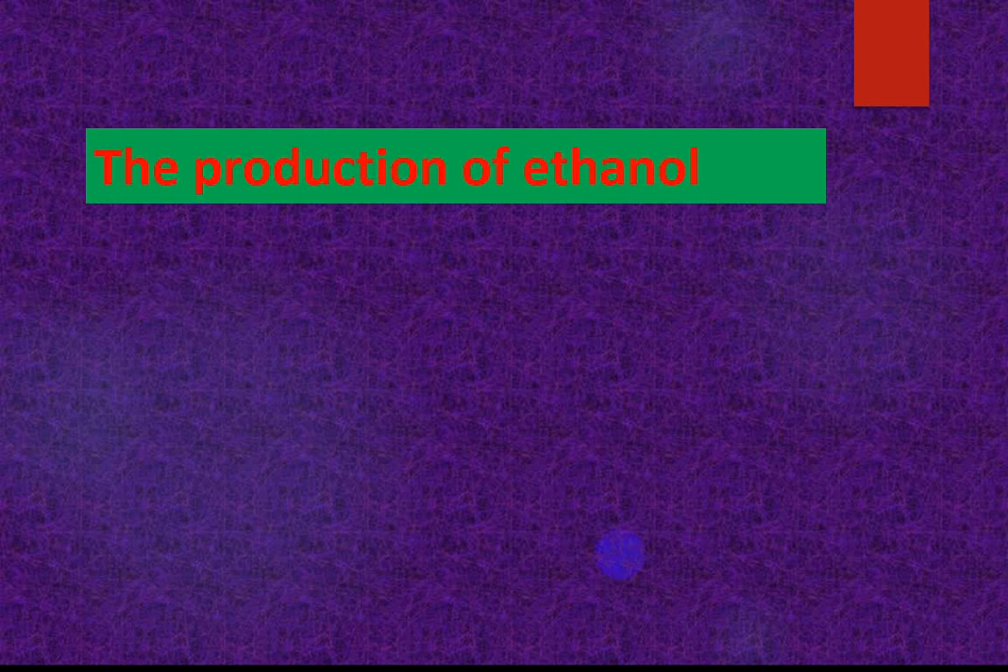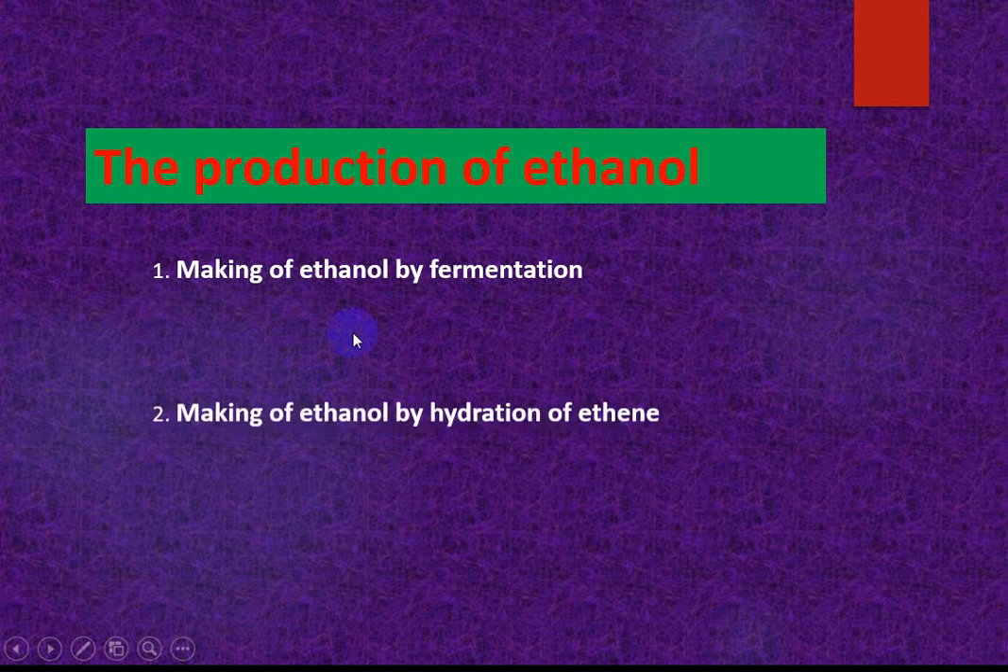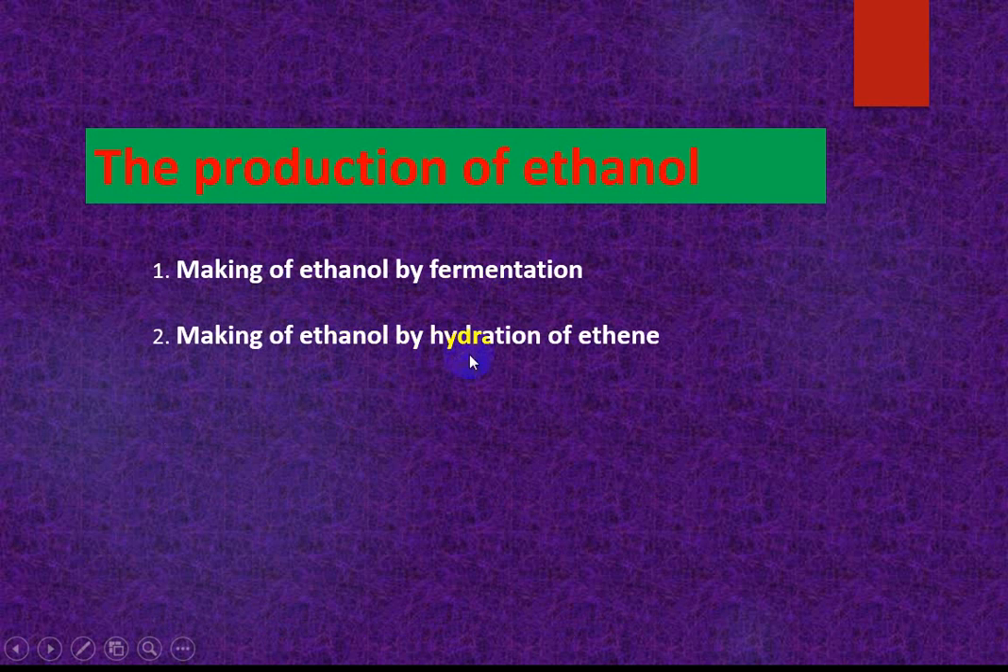Now, the production of ethanol. We can produce ethanol by two processes. We can make ethanol by fermentation, which is one process. We can also make ethanol by hydration of ethene. Does ethene contain a carbon-carbon double bond or a single bond?